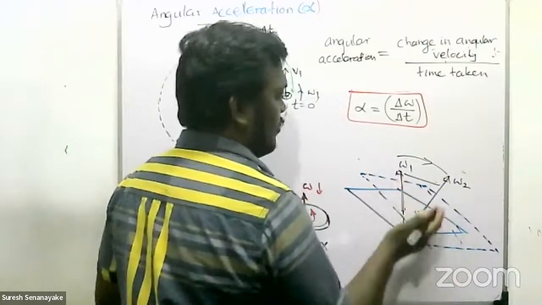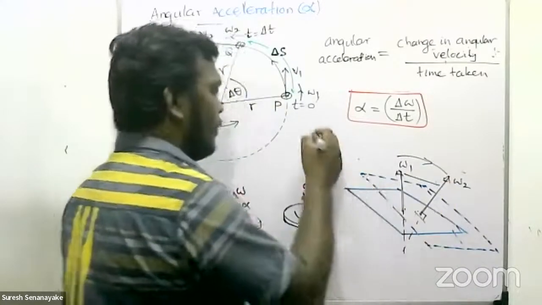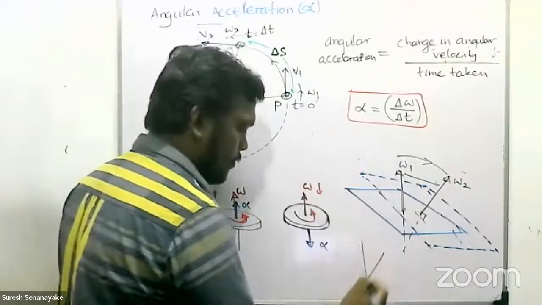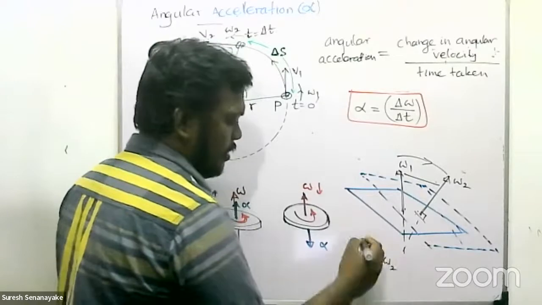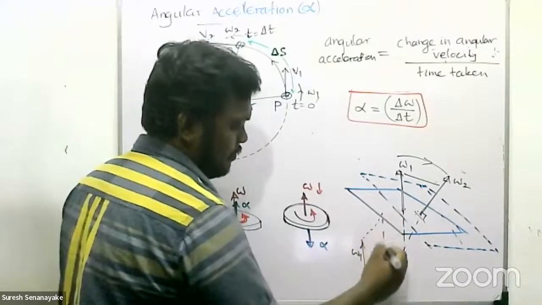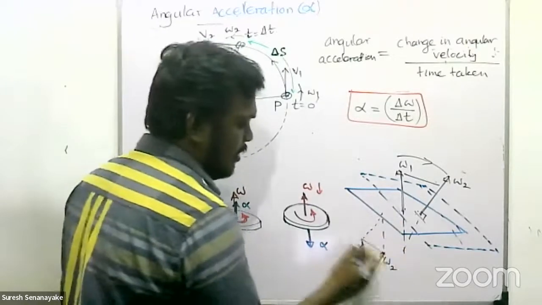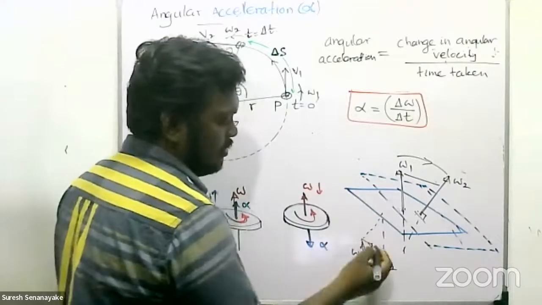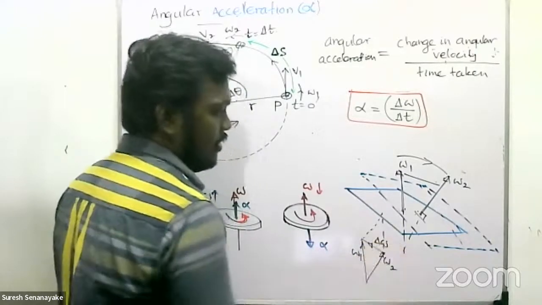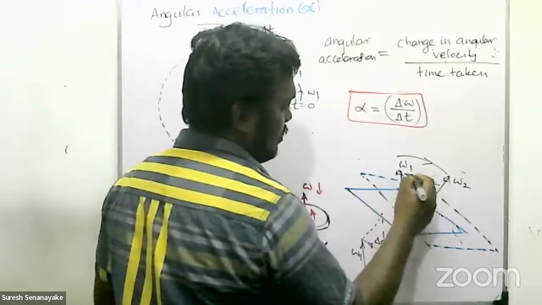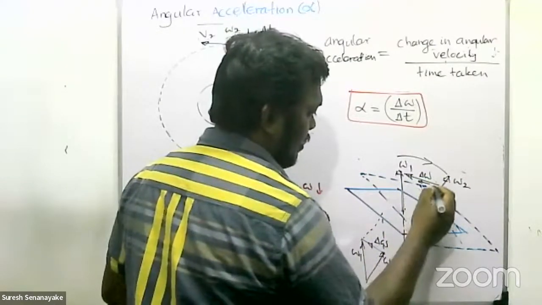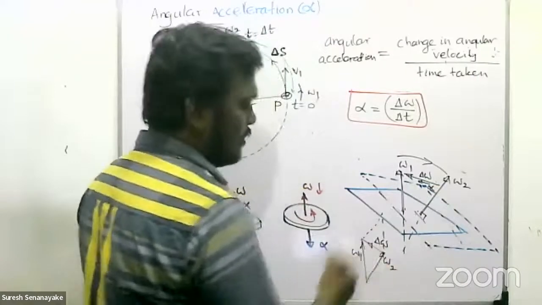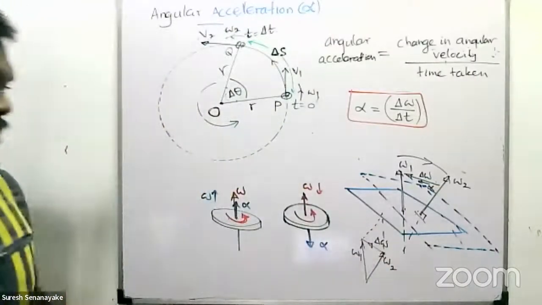Omega 1 and omega 2, that's all. Omega 1 here, omega 2 here. Draw the parallelogram. This diagonal is the change in omega, delta omega. So this direction is delta omega, and in this direction is the alpha. Alpha is in this direction. So this is the direction of change in angular velocity.